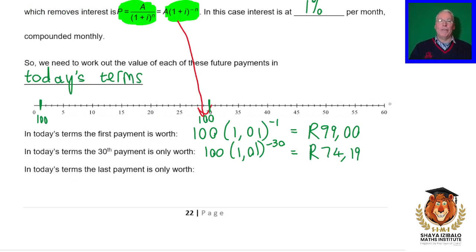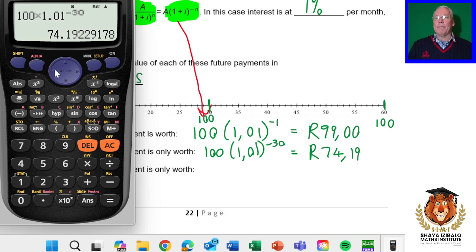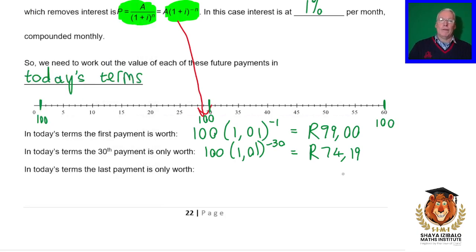And let's work out this payment here, the last one. The payment that I'm going to give you back in 5 years' time. I'm going to give you 100 Rand, but giving you 100 Rand in 5 years' time is not worth that much today. It's actually only worth 55 Rand and 4 cents today.